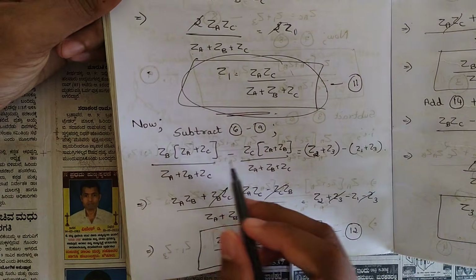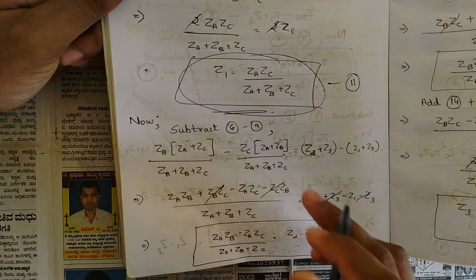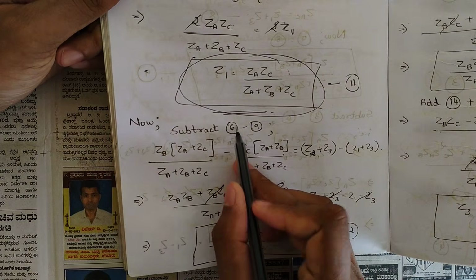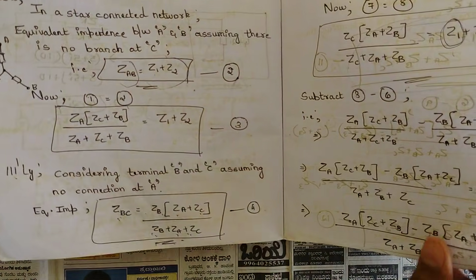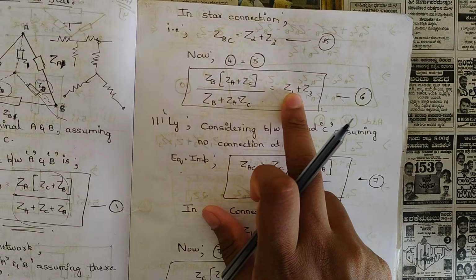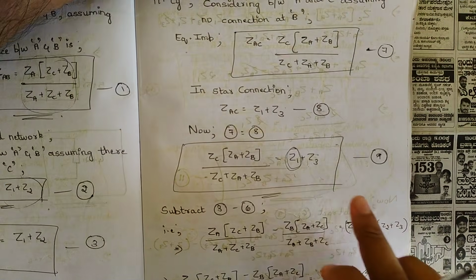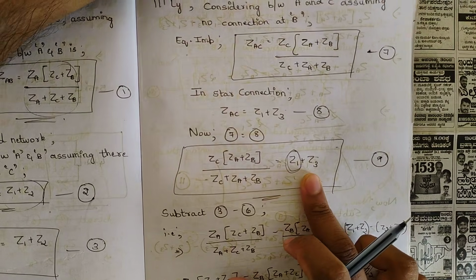Similarly, calculate the values of Z2 and Z3 in the same way, that is, subtract equation 6 and equation 9. What is equation 6 now? This is equation 6 and equation 9 is this one. Okay.